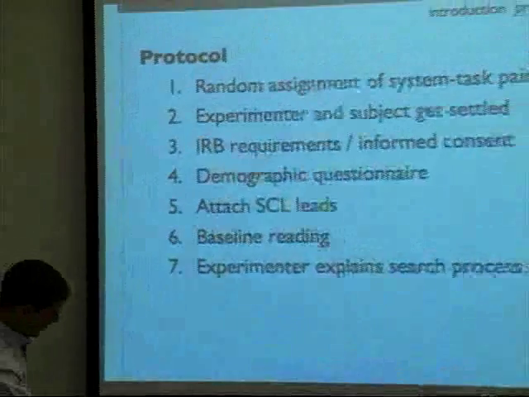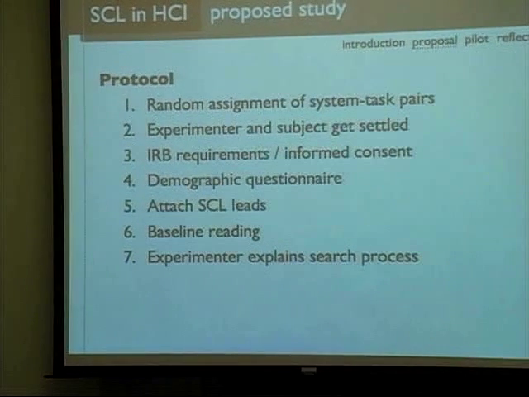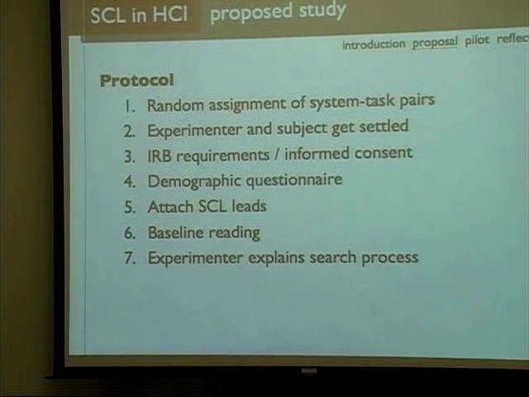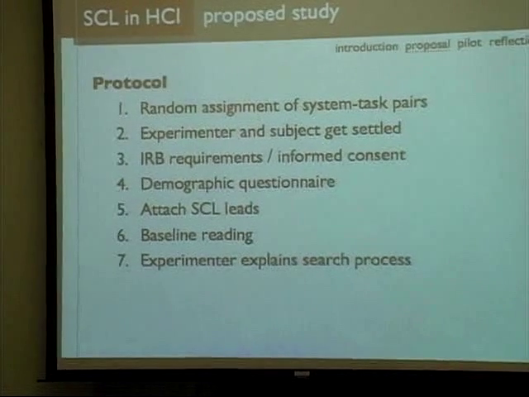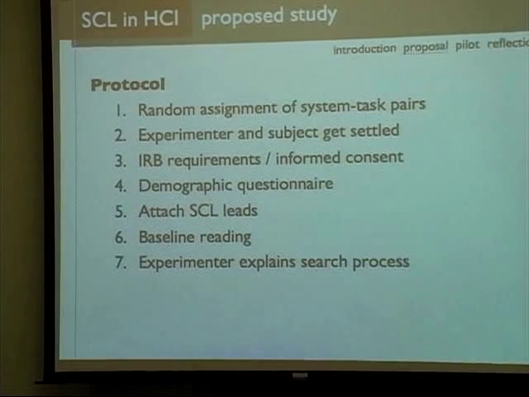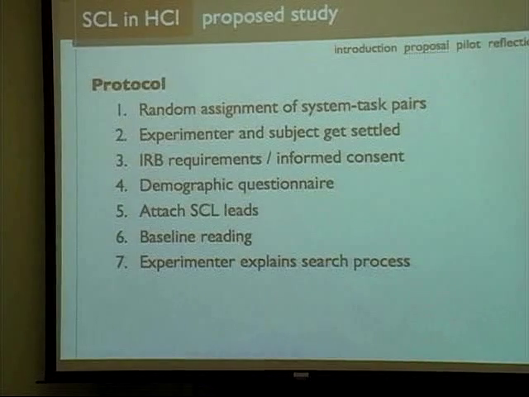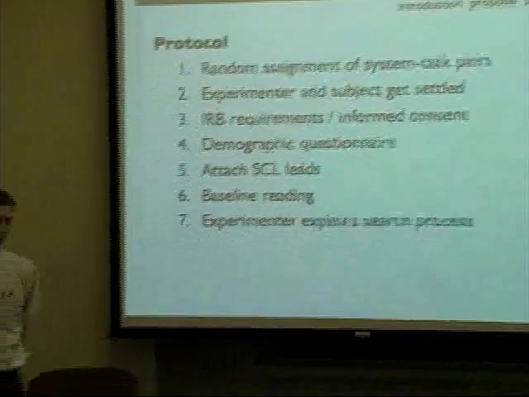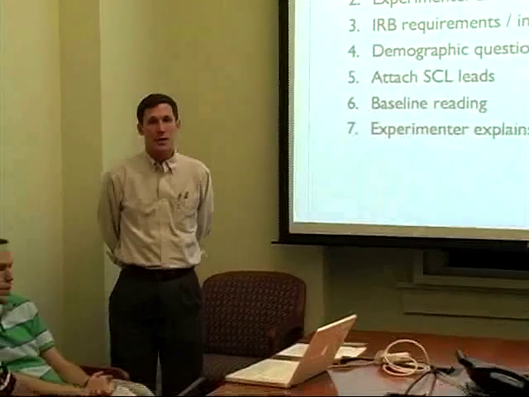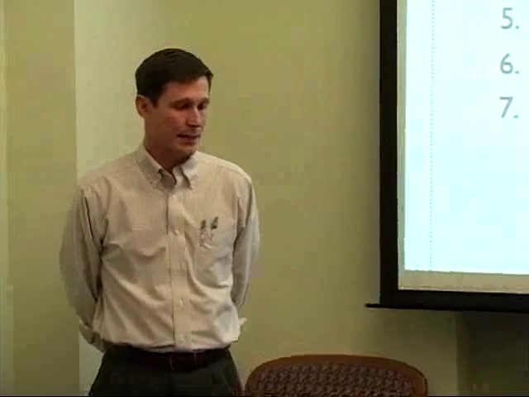So the protocol, we would randomly assign system-task pairs to each participant. The experimenter and the subject will get settled. And this is important to get the user comfortable with the environment, because we're setting up an unnatural situation with this SCL measurement. Of course, we would provide IRB documents and receive informed consent before proceeding. Apply the demographic questionnaire to pull that data in. And we would attach the SCL leads.